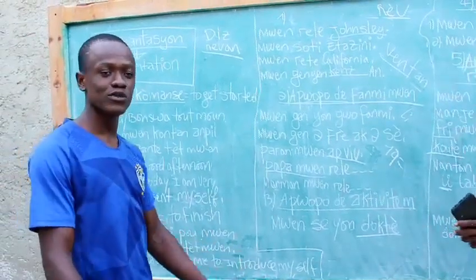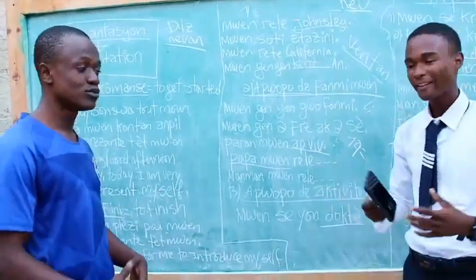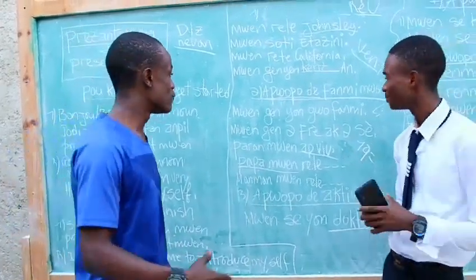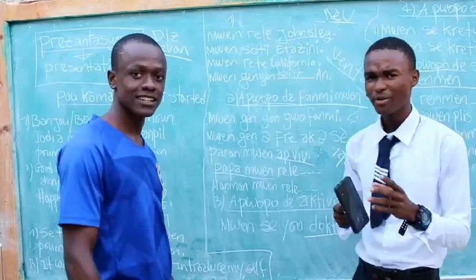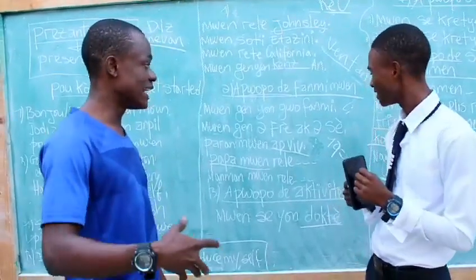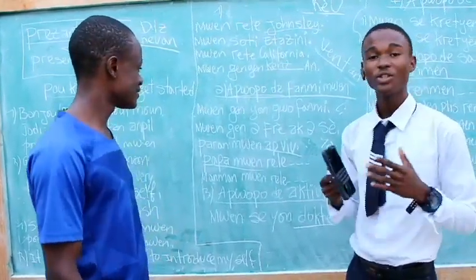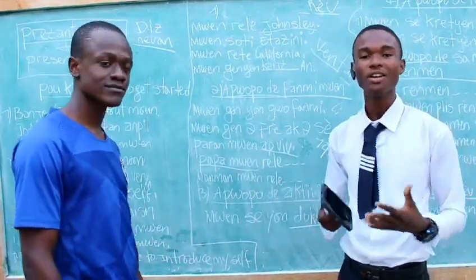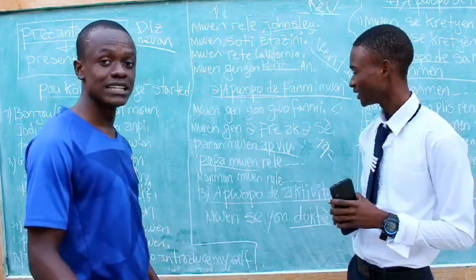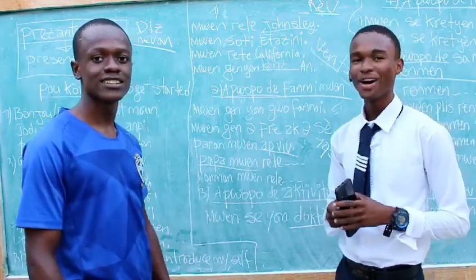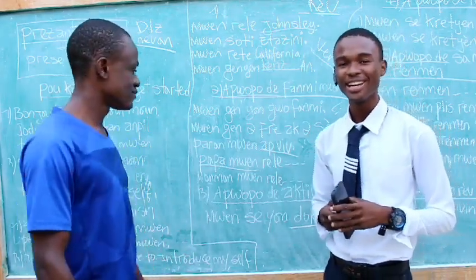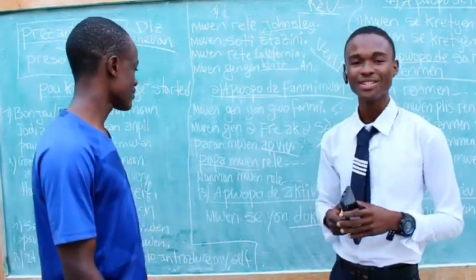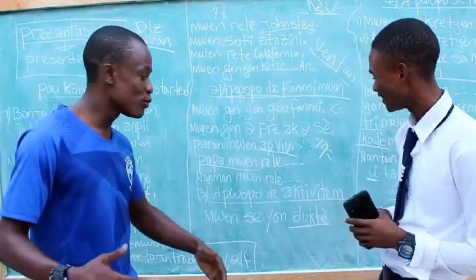À propos de famille moi. About my family. Moi j'ai une grosse famille. I have a big family. Moi j'ai deux frères. I have two brothers and two sisters. My parents are alive. My father's name is Jean-Edon Carriès. My mother's name is Solange Galliot.